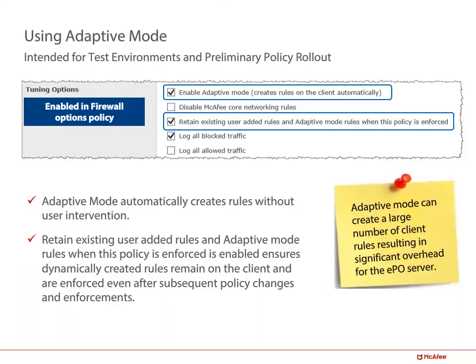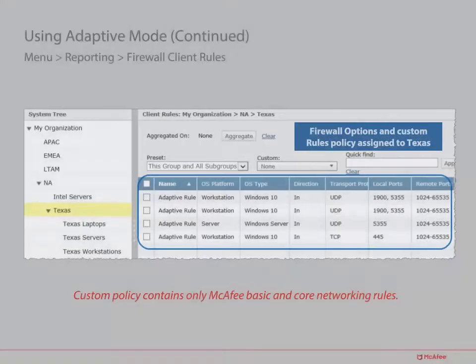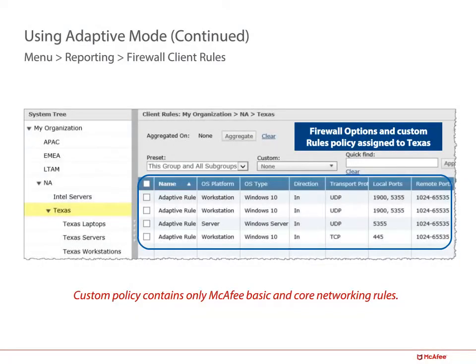Just understand, you can create a large number of client rules, and this could actually affect the overhead of your EPO server. So it's not recommended that you enable this for a large number of machines on your network. On this screen, we're showing you an example custom use case that was assigned to a particular group in the system tree called Texas.